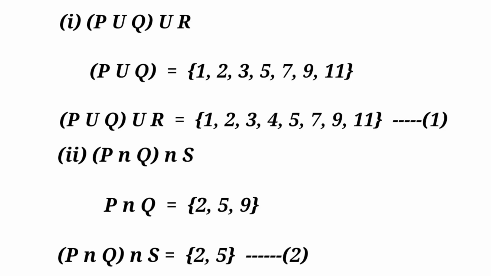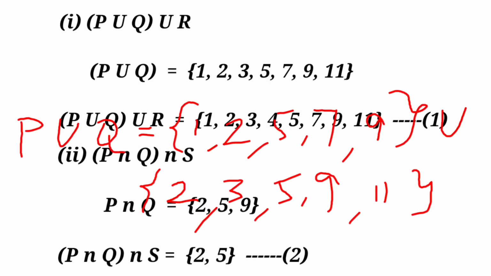First subdivision, P union Q union R. First we find P union Q. You know the concept of union of two sets: the set of all elements that are in P, in Q, or in both. That means the elements in P should come and the elements in Q should come, and those common to both, we just write once.